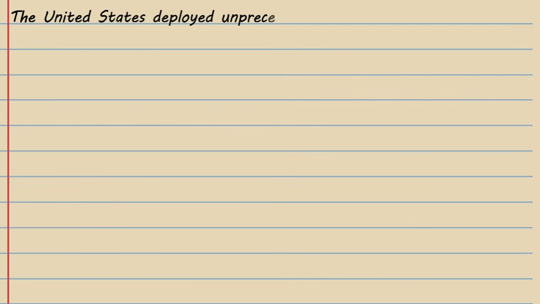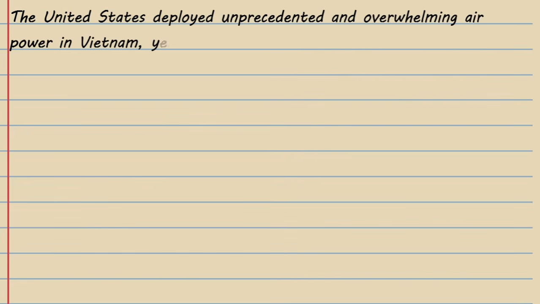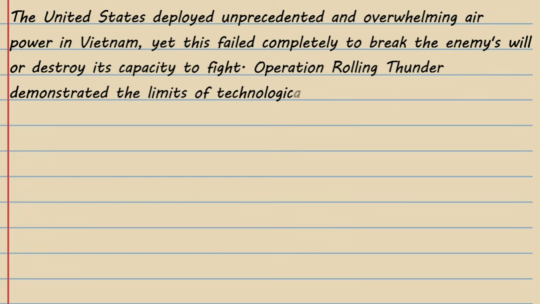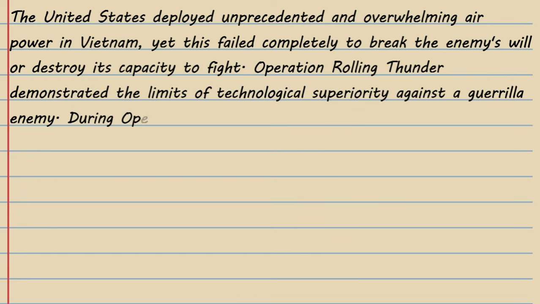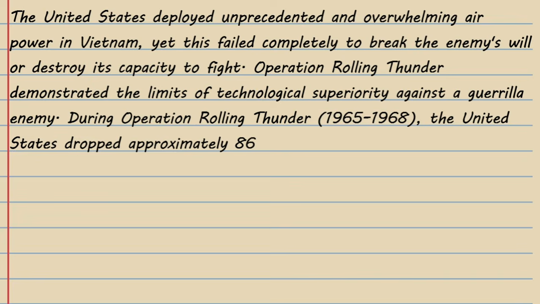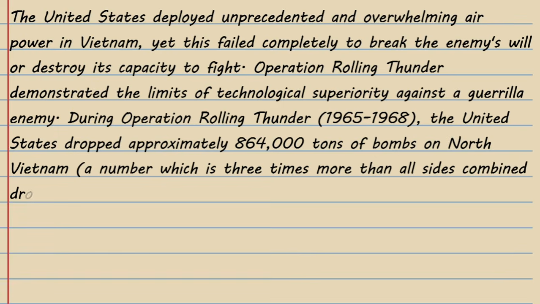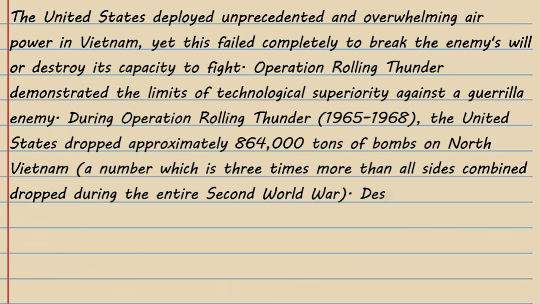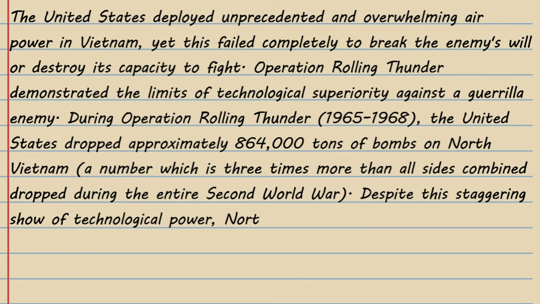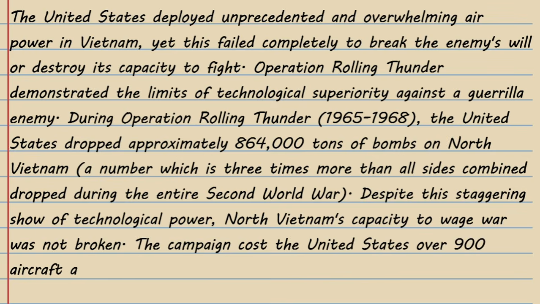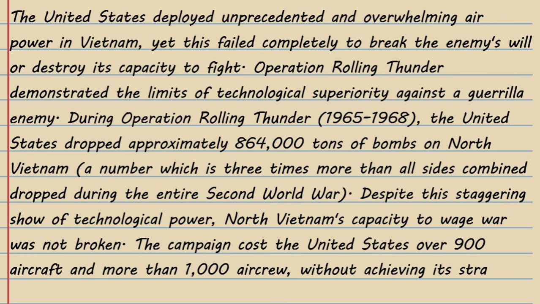The United States deployed unprecedented and overwhelming air power in Vietnam, yet this failed completely to break the enemy's will or destroy its capacity to fight. Operation Rolling Thunder demonstrated the limits of technological superiority against a guerrilla enemy. During Operation Rolling Thunder between 1965 and 1968, the United States dropped approximately 864,000 tons of bombs on North Vietnam, a number which is 3 times more than all sides combined dropped during the entire Second World War. Despite this staggering show of technological power, North Vietnam's capacity to wage war was not broken. The campaign cost the United States over 900 aircraft and more than 1,000 aircrew, without achieving its strategic objectives.